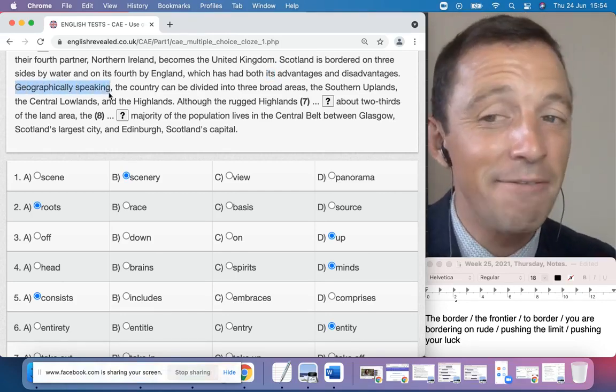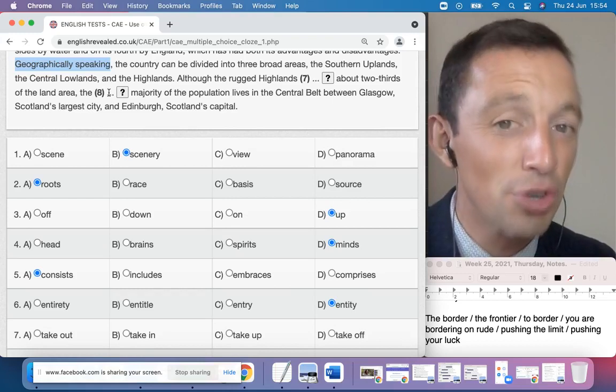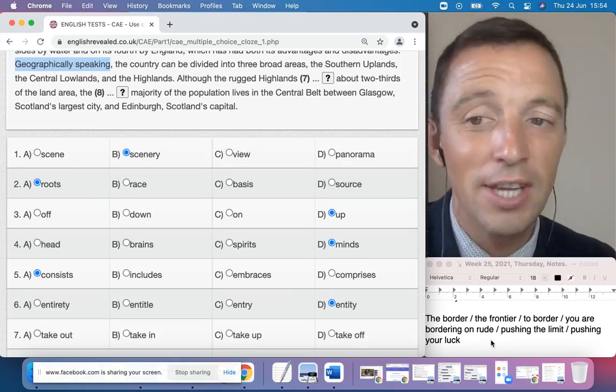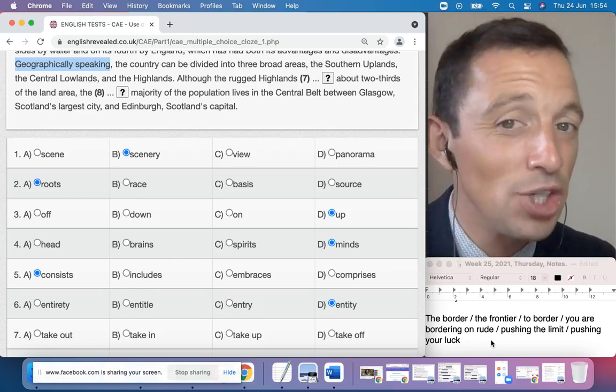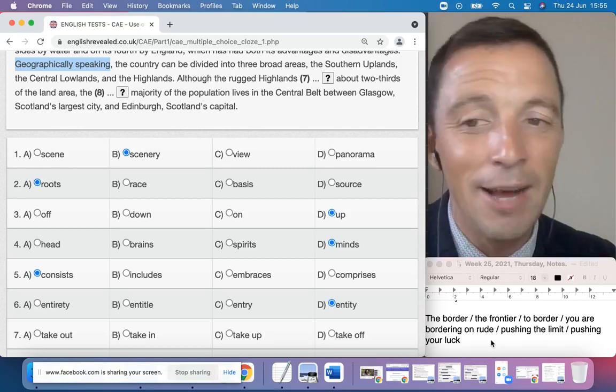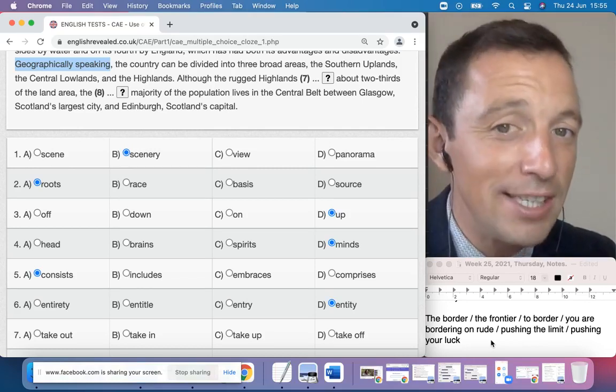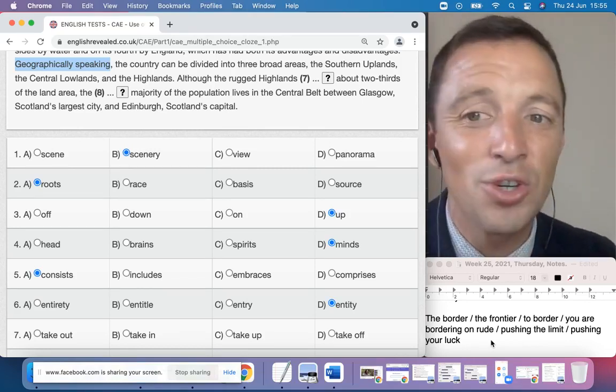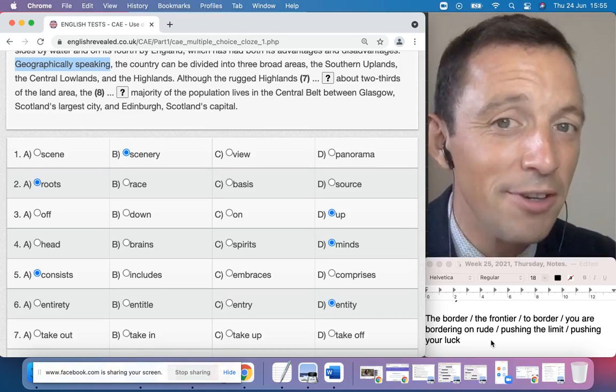Geographically speaking, that's a very good linker, very good structure, very advanced, and you could say this in other situations. Geographically is the topic. You can change the topic. You could say maybe romantically speaking. You could say technologically speaking. So there's a few possibilities, and it's a good, advanced, cohesive structure.